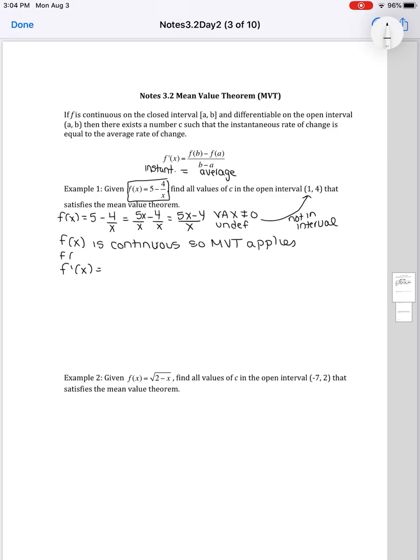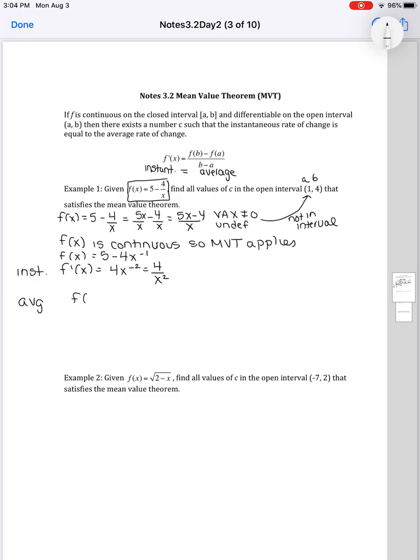So here's my function, 5 minus 4 over x. Let me just rewrite that once. So 5 minus, instead of being 4 over x, I'm going to make it 4x to the negative 1. Bring that denominator up so I don't have to use the quotient rule. So the derivative of 5 is 0, and the derivative of negative 4x to the negative 1 is 4x to the negative 2. So that's 4 over x squared. So that's my instantaneous.